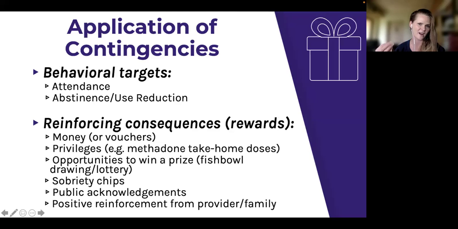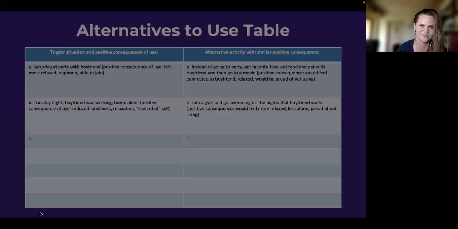And then when a person meets that target, you pair it with a reinforcing consequence or a reward. So that could be anything from money or vouchers to privileges like take-home doses to things like public acknowledgments or reinforcement from the provider or the family. And one thing we really know from contingency management is it's very important to check with the patient about what's going to be reinforcing for them, because it's highly individual and providers often get that wrong.